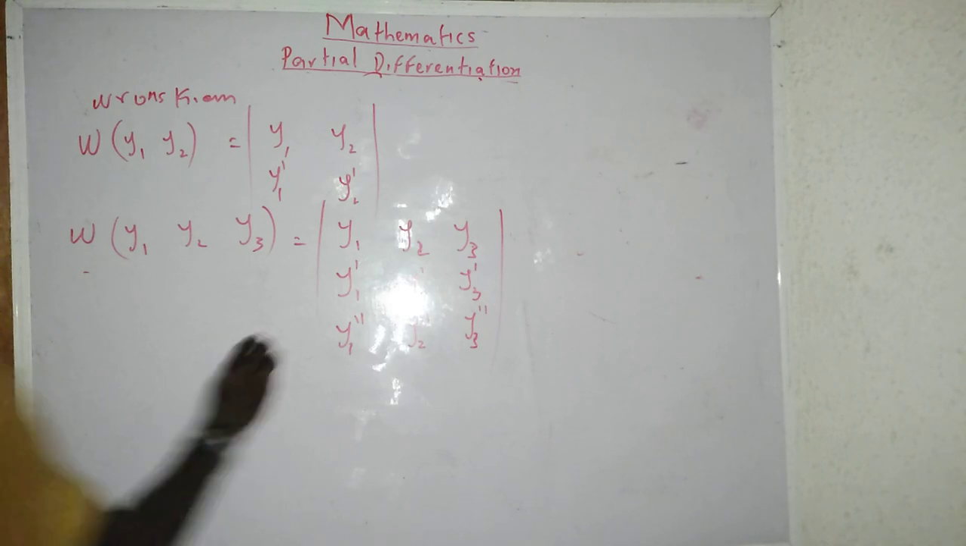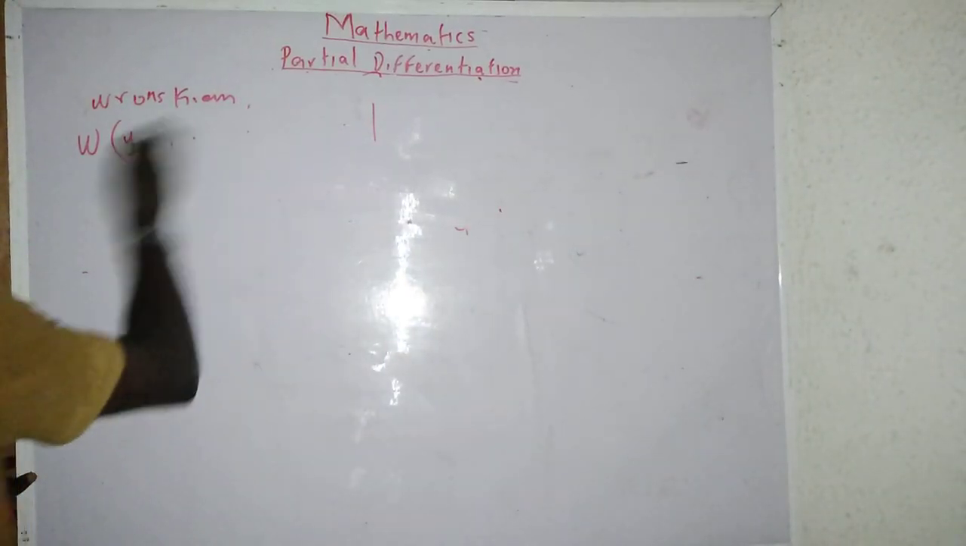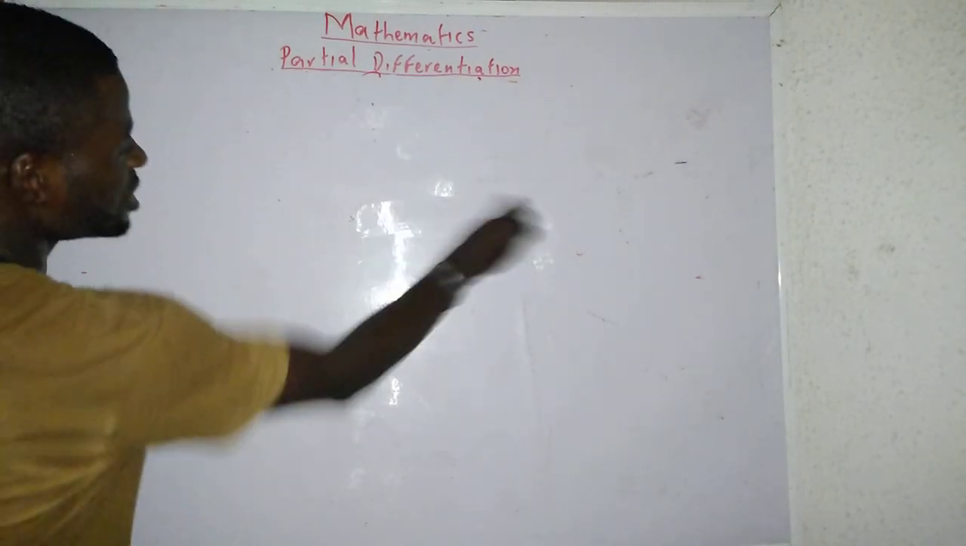You find the determinant. That is all about the Wronskian. Now, you can try this.